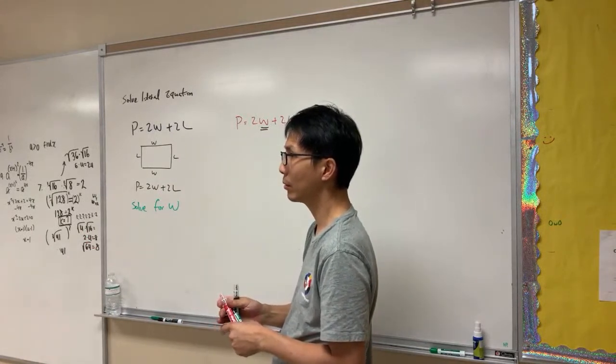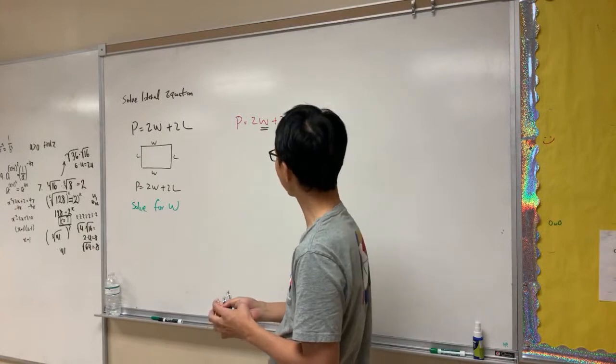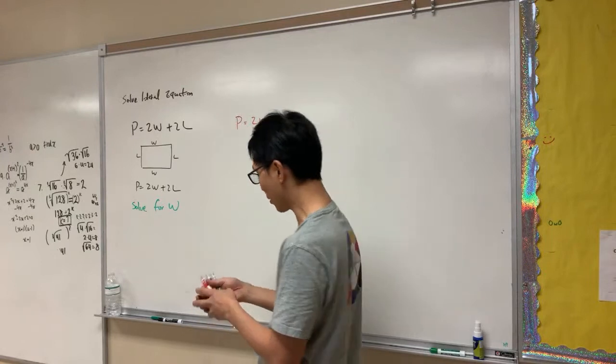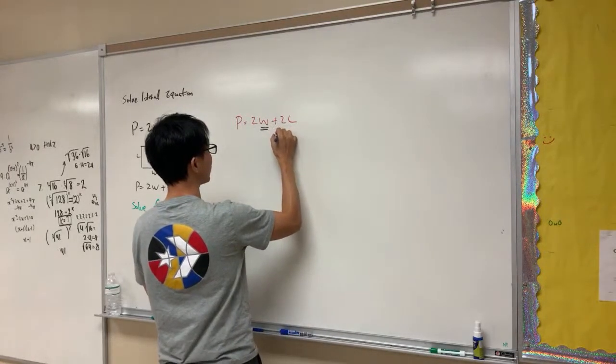Ariana, what would you suggest to get W by itself? Right, subtract 2L. See, you do know how to do it. You lied to me.